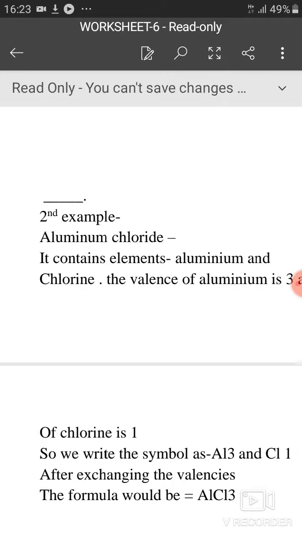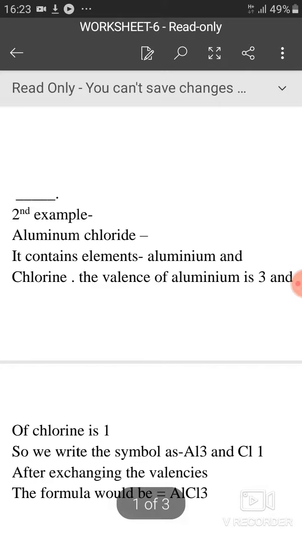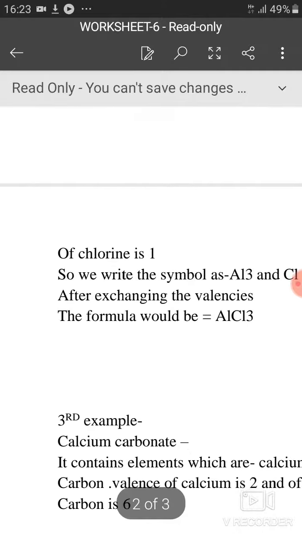So we write the symbol as Al3 and Cl1. After exchanging the valencies, we'll get the formula as Al1Cl3, just the opposite of that symbol. We can write Al1, but we can also write AlCl3. So let me go to the third example.